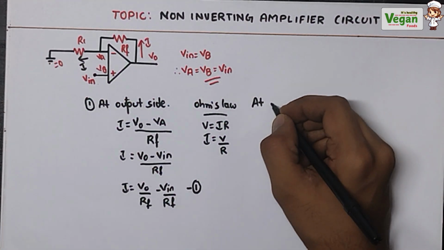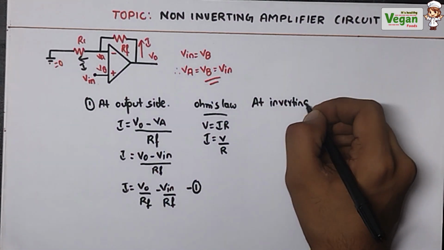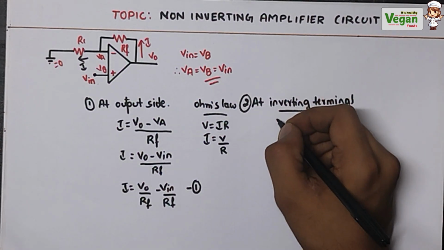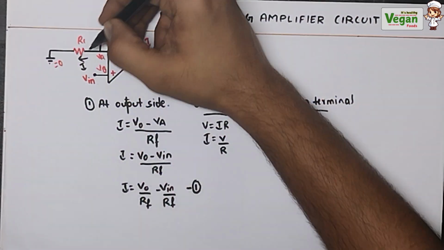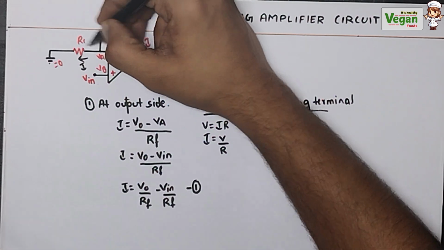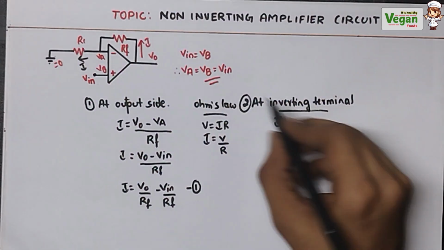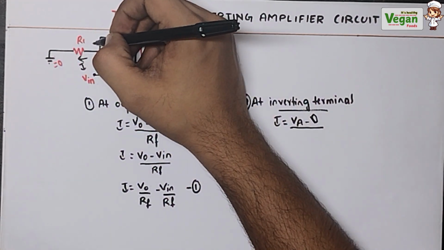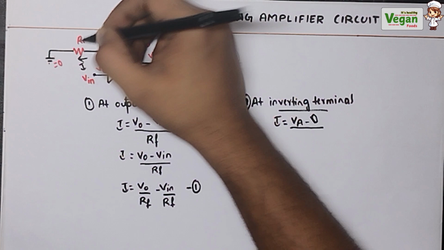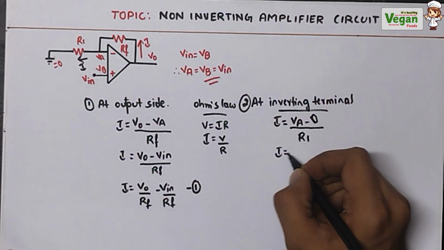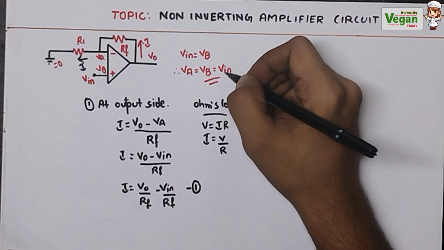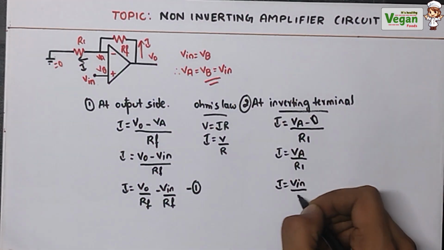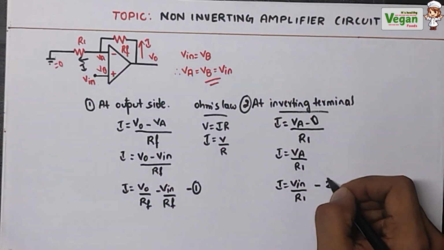Next, at the inverting terminal. What will be the equation at the inverting terminal? The same current I is flowing. It is flowing from Va, that is the negative terminal, towards the ground. The voltage of the ground will be equal to 0. Therefore Va minus 0 divided by, what is the resistance in the inverting terminal circuit? That is R1. So I is equal to Va divided by R1. We already know the value of Va, which is equal to Vb, that is Vin. So I is equal to Vin divided by R1. Let's call this equation number 2.